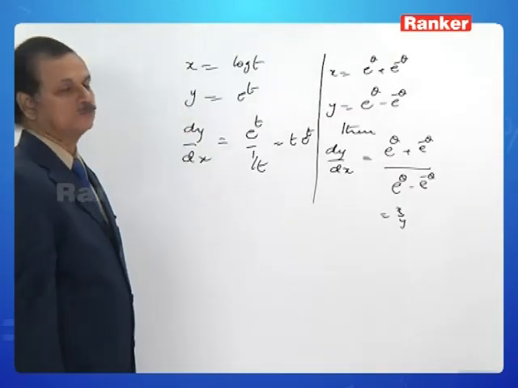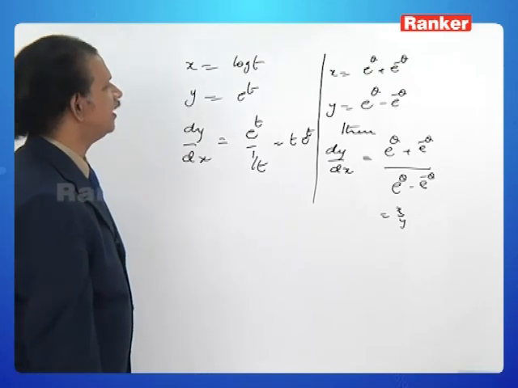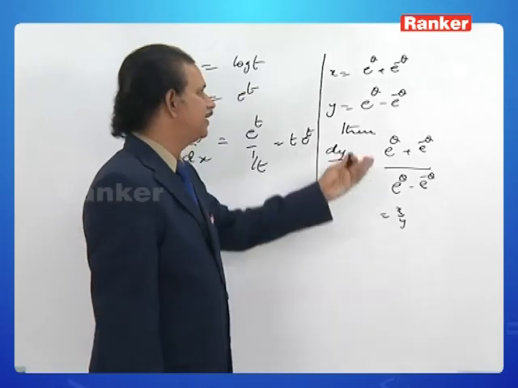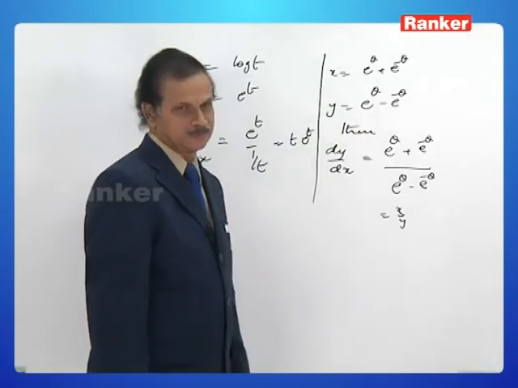The answer is x by y. What is dy by d theta? e power theta plus e power minus theta. What is dx by d theta? e power theta minus e power minus theta.